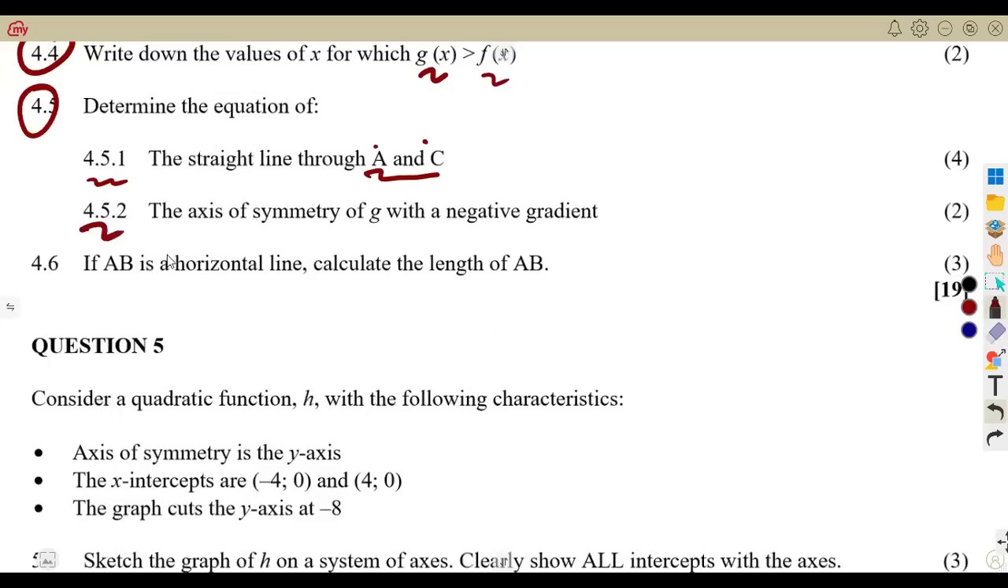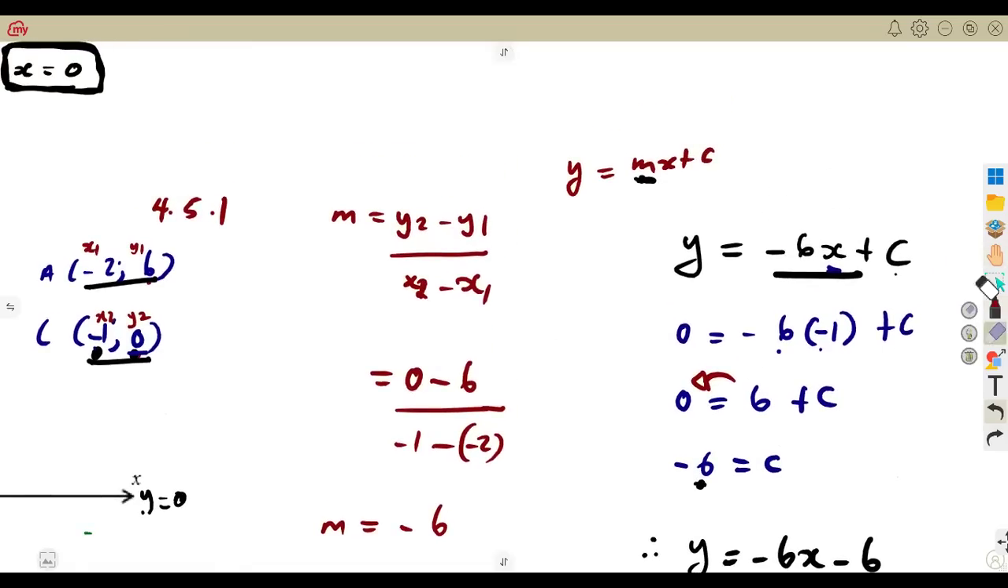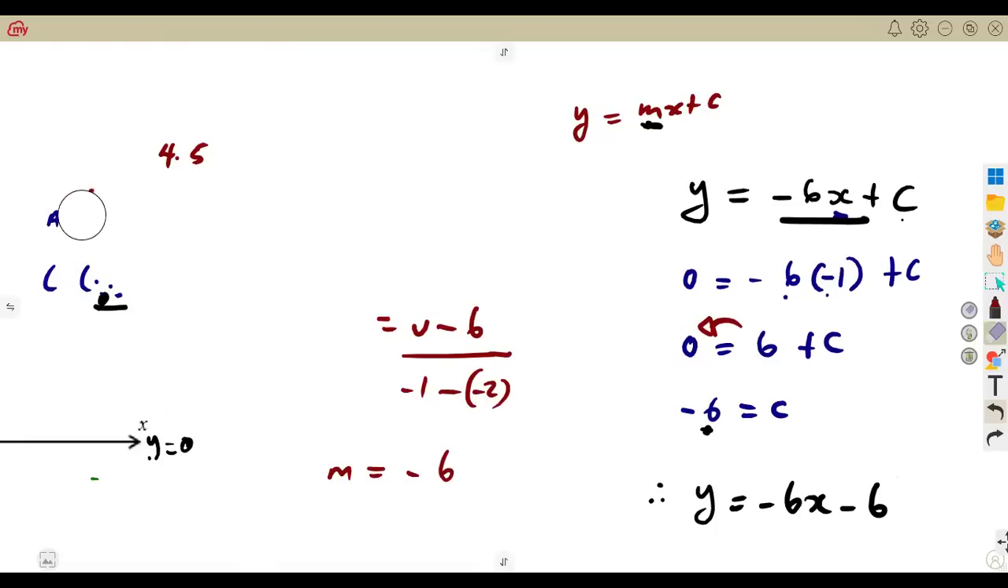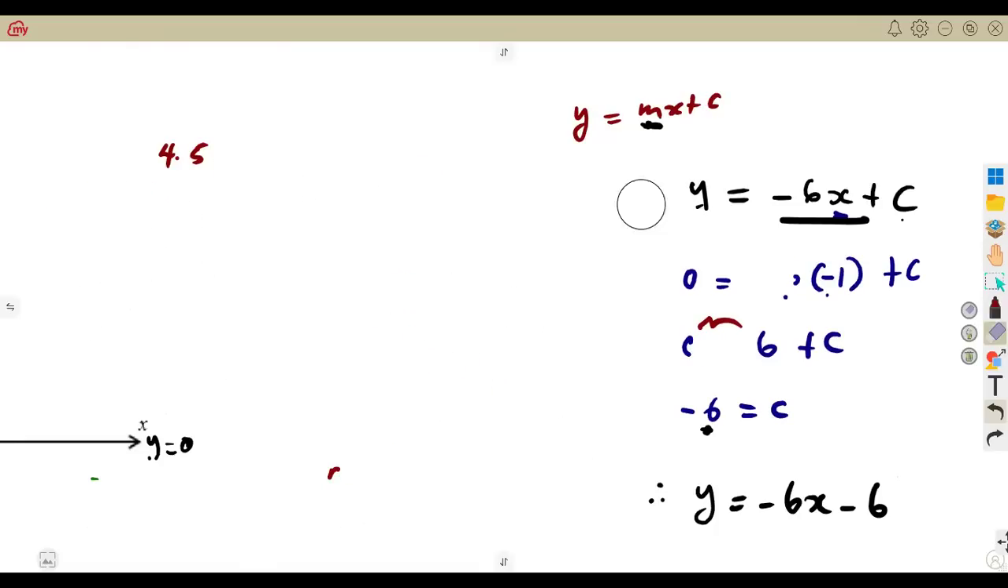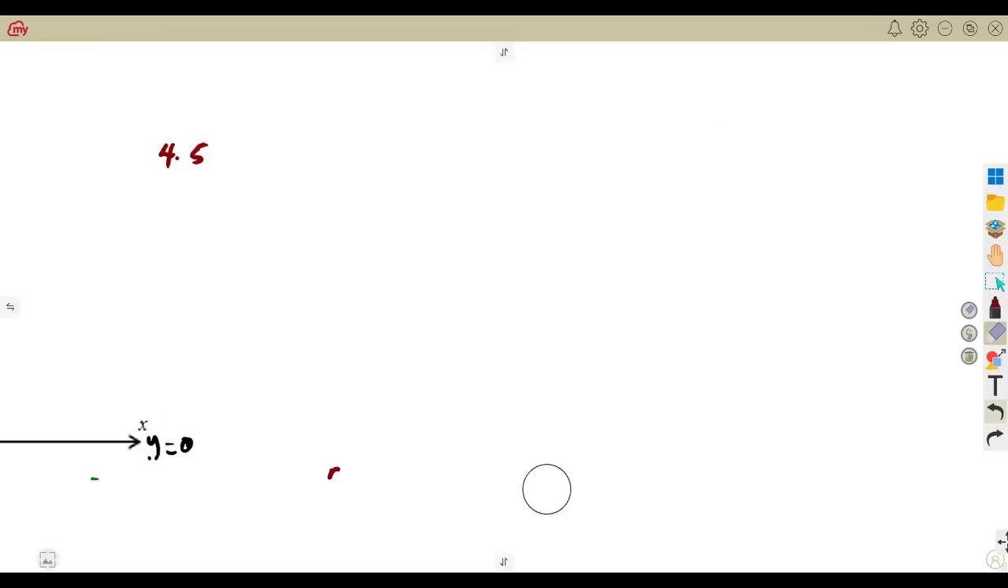All right, 4.5.2, the axis of symmetry of G with a negative gradient. The axis of symmetry of G. All right, let's consider our function G. That is what we need here. Let's just remove this one and see what is going to be our equation. So they need the axis of symmetry of what? Of G with a negative gradient.